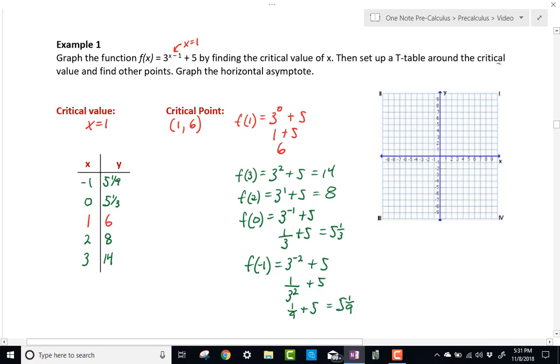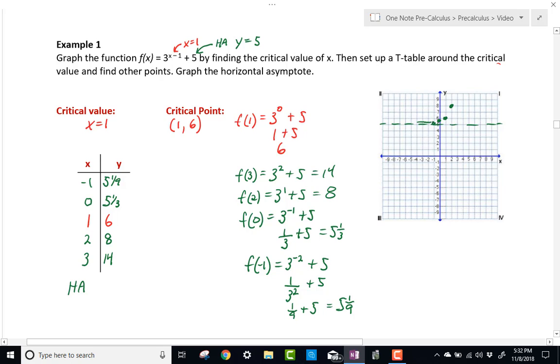Let's graph those. Oh, let's look at the horizontal asymptote here too. I'm going to go back to my function. This plus 5 out here tells me that I have a horizontal asymptote at y equals positive 5. Alright, let's go ahead and graph that. Here we go. Positive 5 for the horizontal asymptote. Graphing the points in the chart, we can't fit 3, 14. We can definitely fit 2, 8. We can fit 1, 6. And 0, 5 1/3. Graph's a little small. -1, 5 1/9.